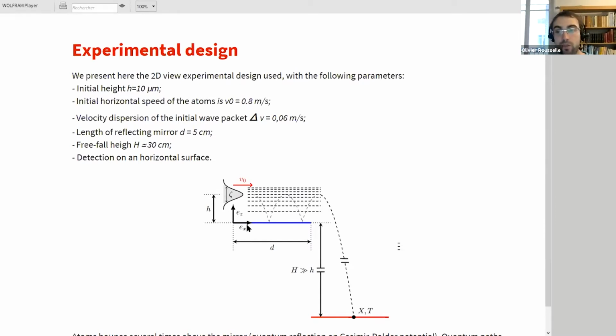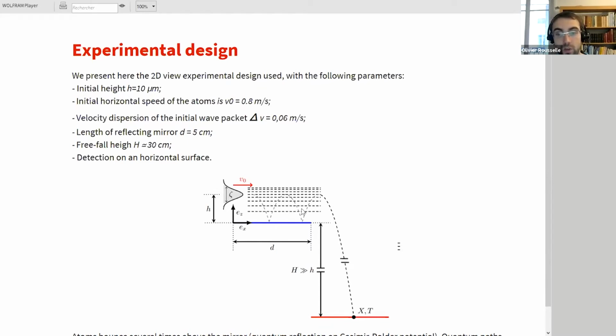Due to this force, the atoms will be trapped by the combined action of the Casimir-Polder potential and of gravity. You have different possibilities of quantum paths. At the end of the mirror, the different quantum paths will interfere, and you will get an interference figure. After that, you have the free fall of the antihydrogen atom over a certain, macroscopic height h, and you will also get an interference figure at the end. The red line represents the detection plate.